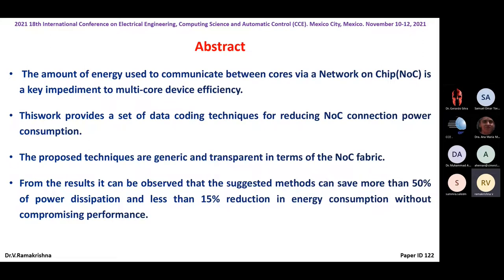Coming to the abstract, with the advancement of technology, the power consumed by network on chip connections, particularly routers and network interfaces, comes into the picture to compete with the power consumed by other network communication subsystems. This work provides a set of data coding techniques for reducing this network on chip connection power consumption. The proposed techniques are generic and transparent in terms of NOC fabric, with no changes to the routers and the connection design. From the simulation results, it can be observed that the proposed methods can save more than 50% of power dissipation and less than 50% of reduction in energy consumption. The proposed schemes have been implemented on the Xilinx FPGA, Spartan 6 family. That is the tool we have used, and we have written the code in VHDL, and the tool used is Xilinx.